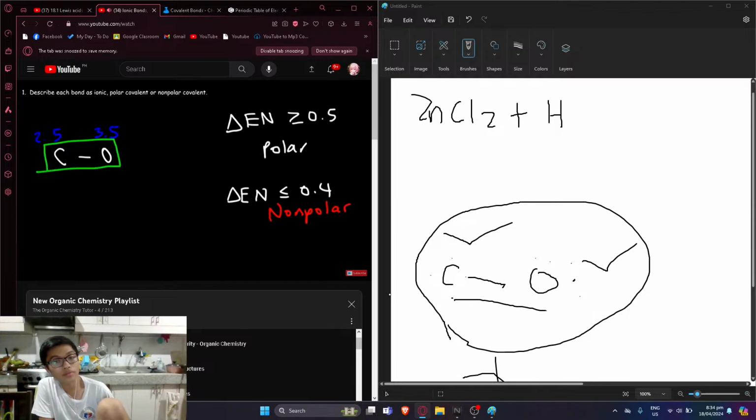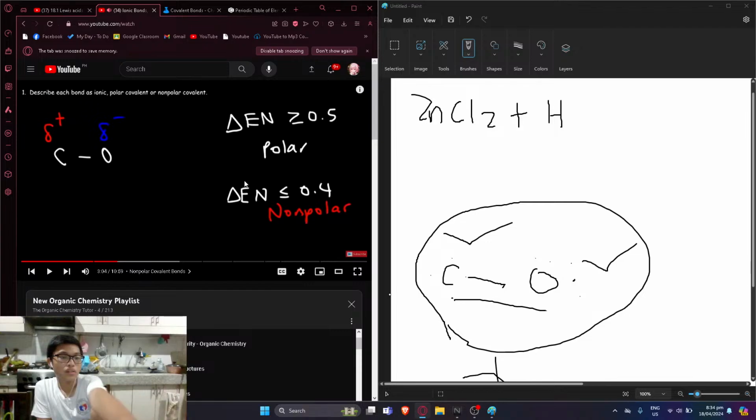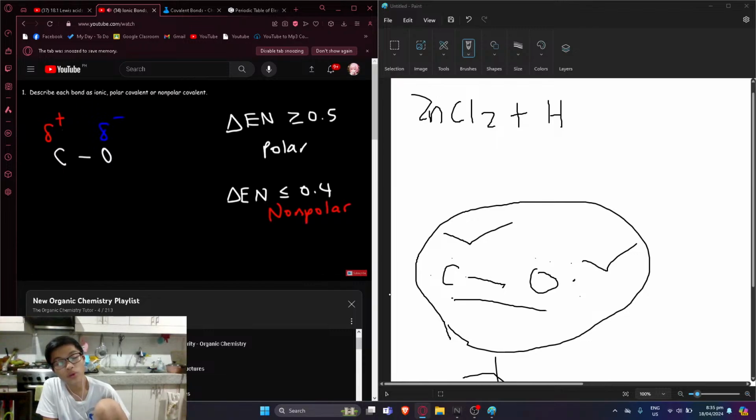The electrons are being shared, but not equally. Because oxygen is more electronegative than carbon, it's going to have a partial negative charge. And carbon, because it's less electronegative than oxygen, has a partial positive charge. How can we show the dipole moment in this bond? You need to draw an arrow pointing towards the more electronegative element. And so whenever you see a dipole moment like this, it tells you that this bond is a polar bond.